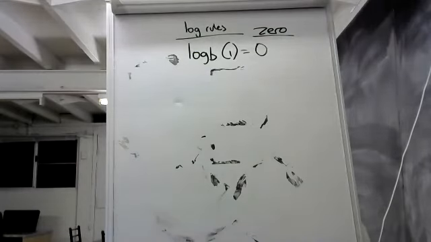So we have the zero rule. So the logarithm of 1 is 0, such that b is greater than 0, but b does not equal 1. And we'll go through some practice questions with these next week.